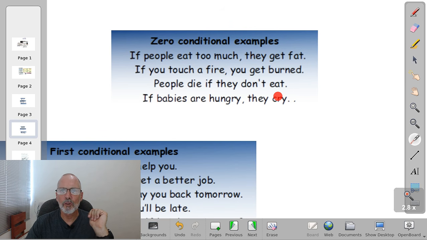Are, present. Cry, present. Present, present, present, present, present, present, present, present.